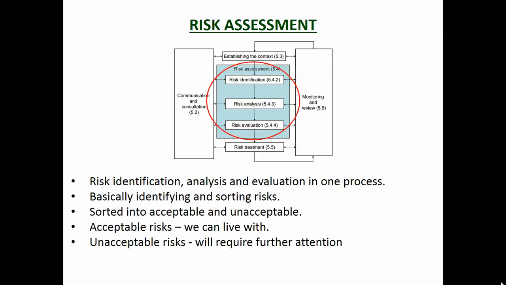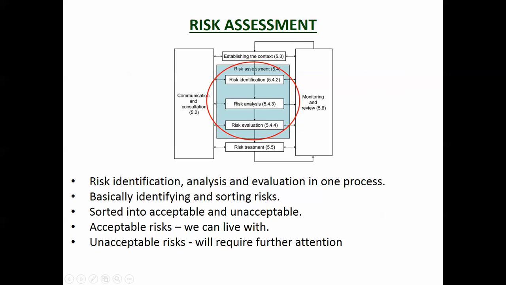Then the next one is risk assessment. So these three processes all happen together. Oftentimes they happen in one process, but it's quite useful to split them out and look at them bit by bit. So it's identifying, analysing and evaluating. You're sorting the risks into acceptable and unacceptable, high level risk, low level risk, and there's usually a medium level risk, which is okay, but you need to keep a close eye on it if you like.